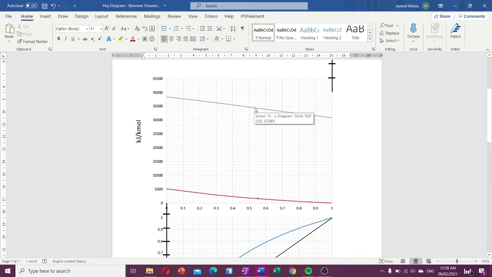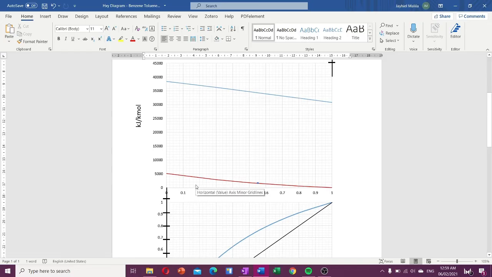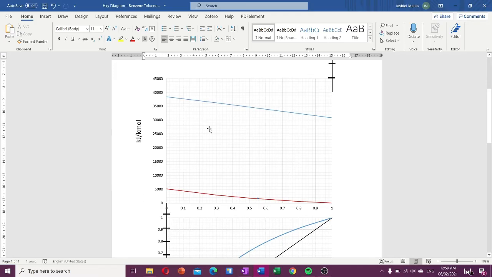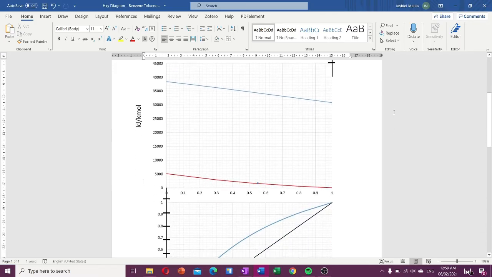If it is a superheated vapor, of course I will place it here in the space above the blue line. And if it is a subcooled liquid, I will place it here below the red line. If it is a vapor-liquid mixture, then I will place the dot in between. Okay, I hope that's clear.